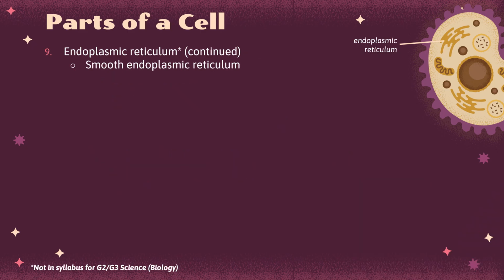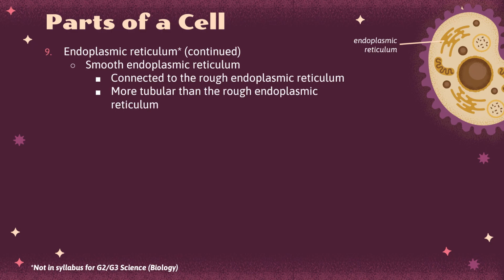For the smooth endoplasmic reticulum, they are connected to the rough, but they are more tubular. The rough endoplasmic reticulum is less tubular. The reason why the smooth endoplasmic reticulum is known as smooth is because they do not have any ribosomes attached to it.